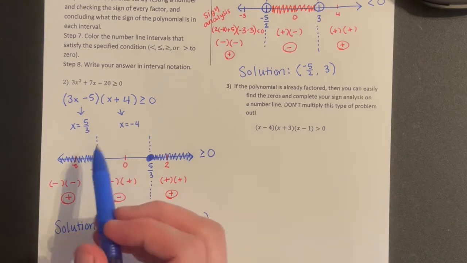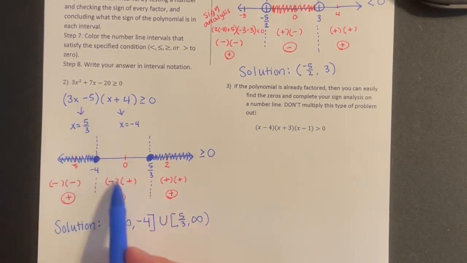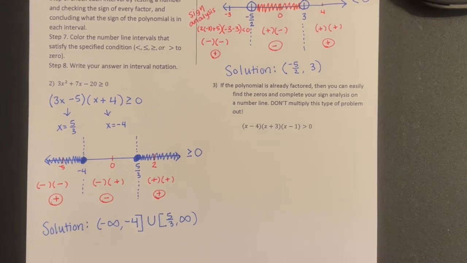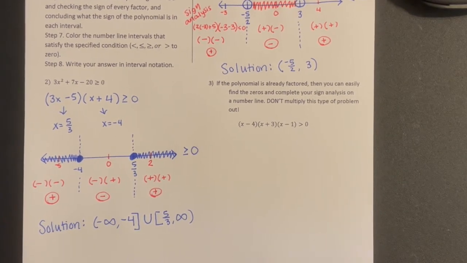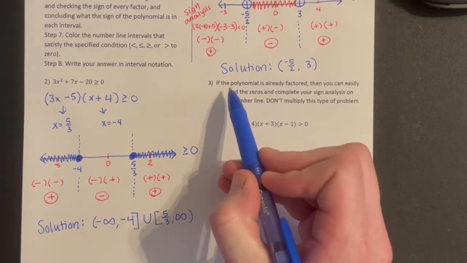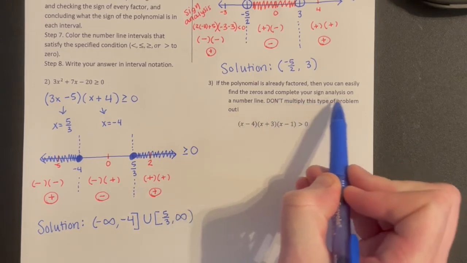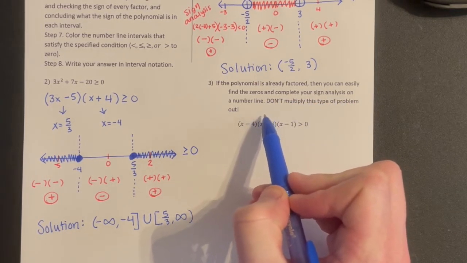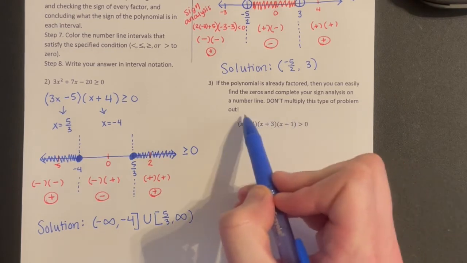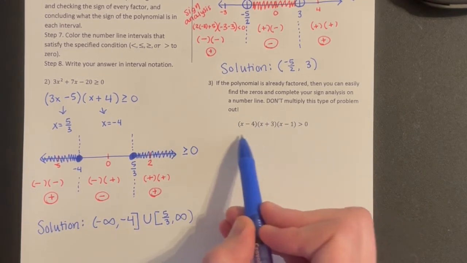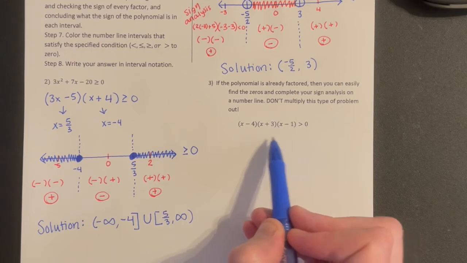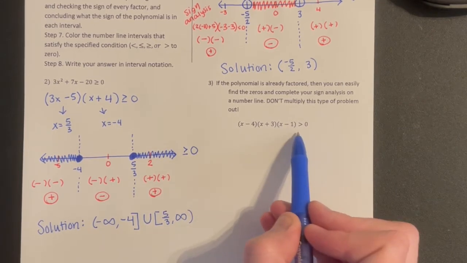Now remember, you could have solved that graphically, and you would think about what direction your quadratic is opening, but when you get to a polynomial, you have to think about the degree, the leading coefficient, and what that does to the end behavior as well. So there's a little bit more to deal with than just a parabola. Now, if the polynomial is already factored, then you can easily find your zeros and do your sign analysis on the number line. We don't want to multiply out that type of problem because we're looking for something in factored form anyway. So this is actually a lot easier and quicker for us.